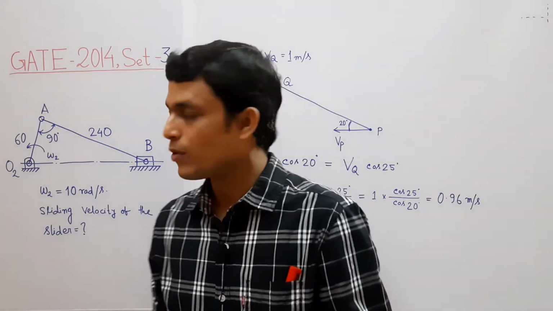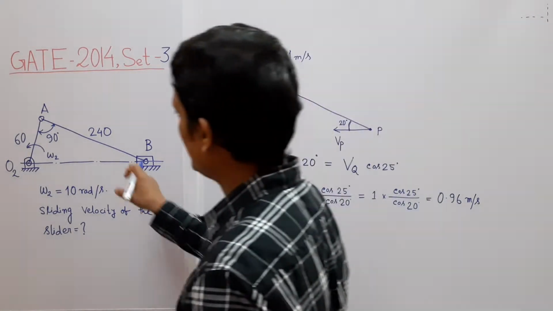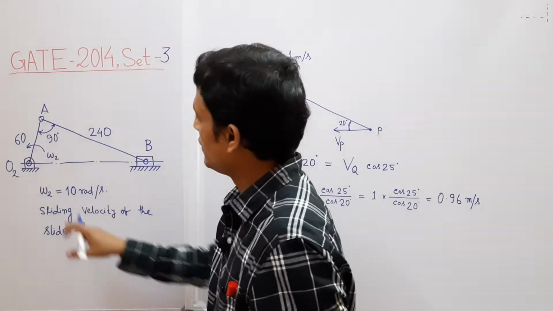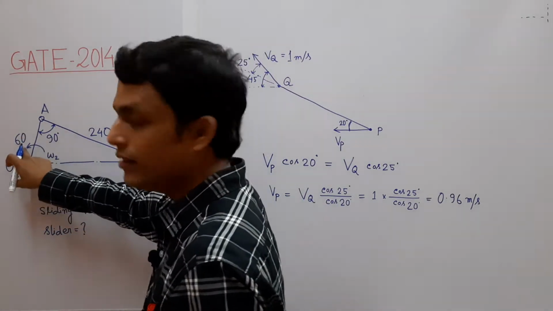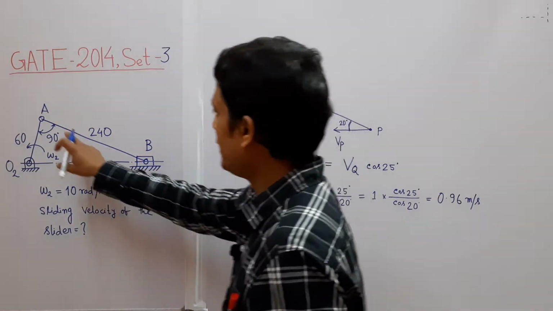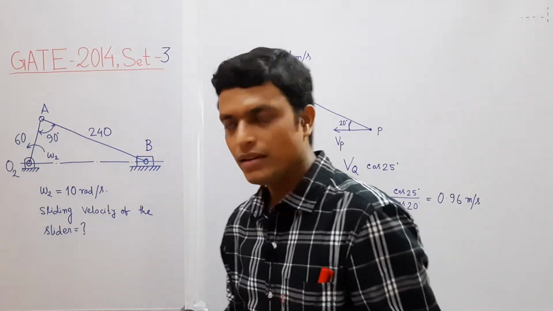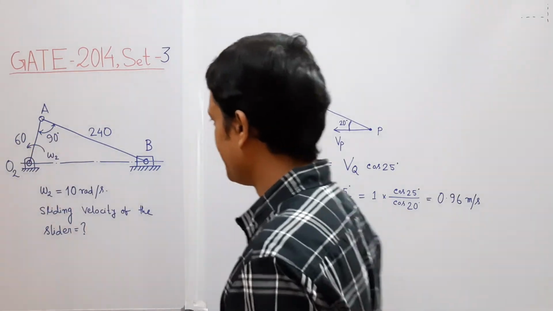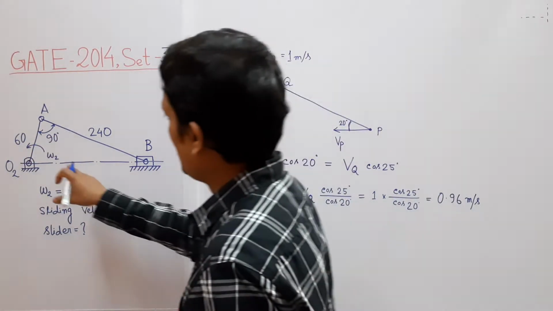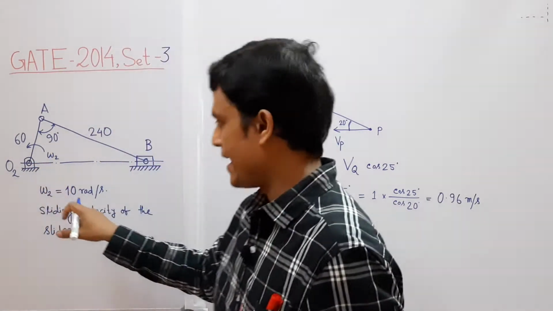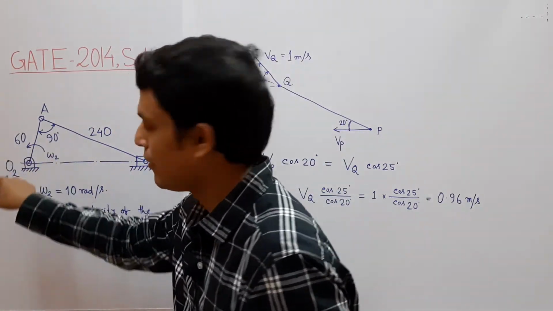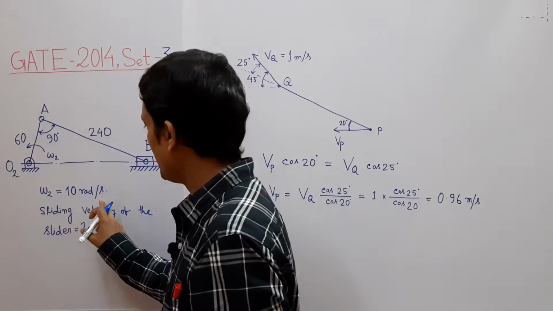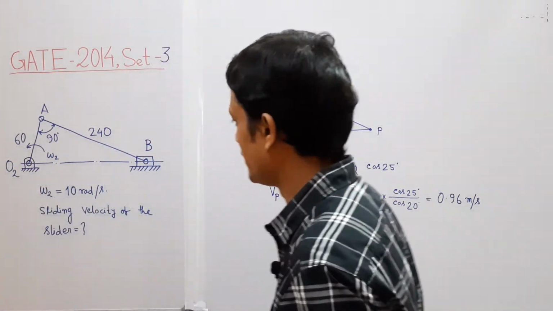So the statement of the problem is as follows. This is a slider crank mechanism O2AB. Crank length O2A is given 60 mm. Length of connecting rod is 240 mm. The angle between crank and connecting rod is 90 degree. The angular speed of the crank is 10 radian per second in counterclockwise direction. So the crank is rotating with 10 radian per second in counterclockwise direction.